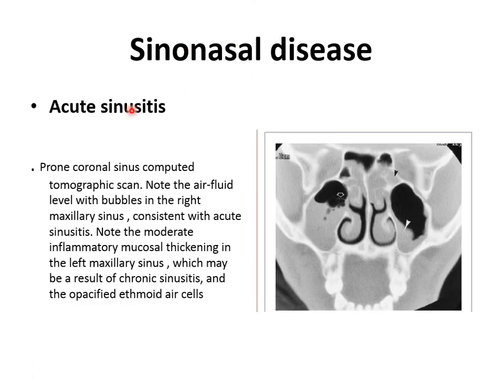Sinonasal disease, acute sinusitis. Acute sinusitis is infection or inflammation of the paranasal sinus. It's a clinical diagnosis. Imaging is only indicated with the presence of complications. An air fluid level represents acute sinusitis but is not specific, and mucosal thickening represents chronic sinusitis but may be seen within acute sinusitis.